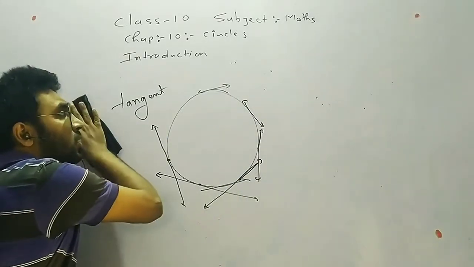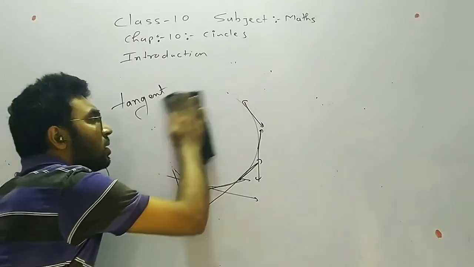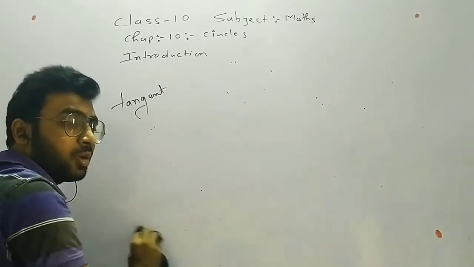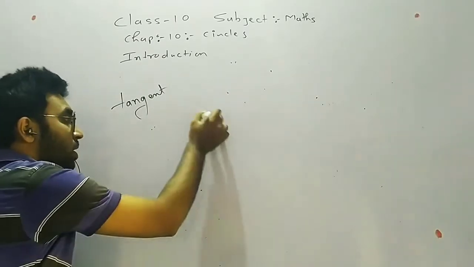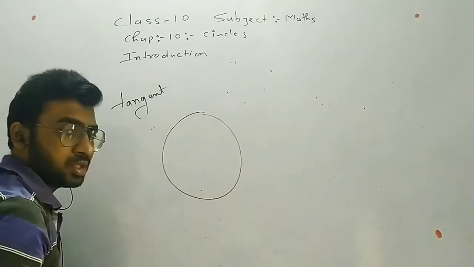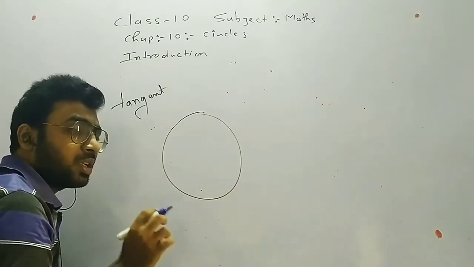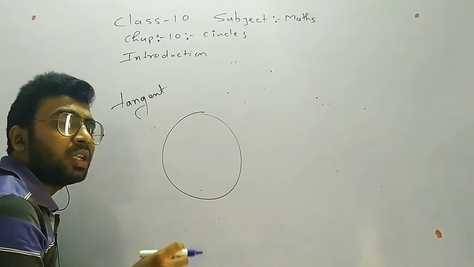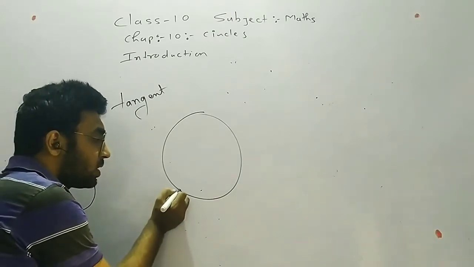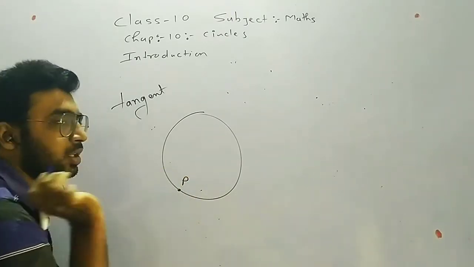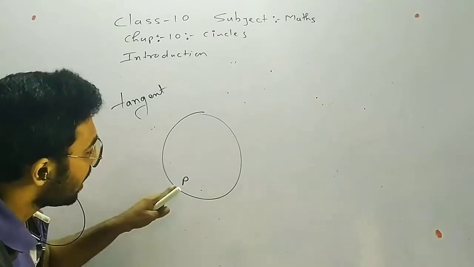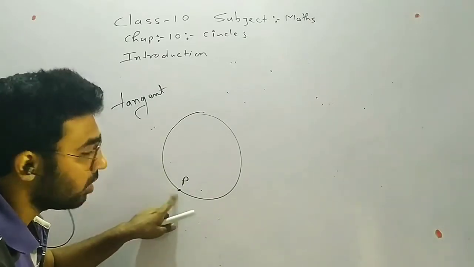Now, one more case is available. If the question arises like this, I am asking you: how many tangents pass through a single point on a circle? Meaning, how many tangents pass through only this point?